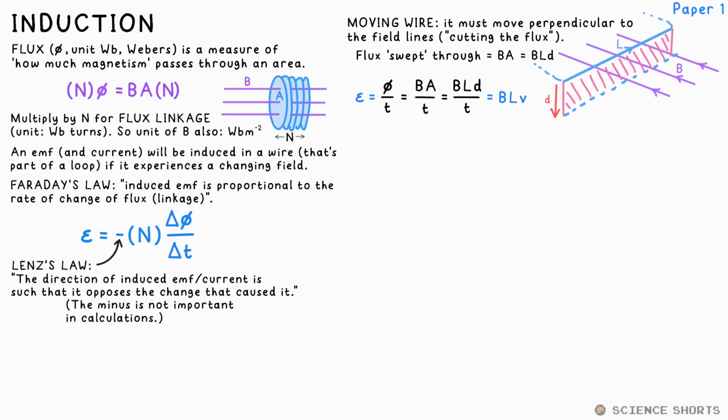Nifty. So why is that minus there? Well, it's to show you that Lenz's law is also true. The direction of EMF induced is such that it will oppose the change that caused it. In other words, an induced EMF or current will try to stop itself being made.